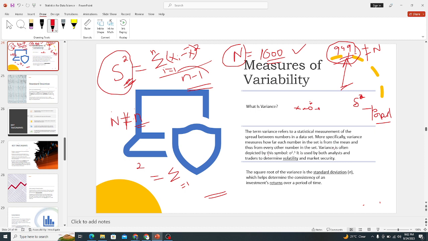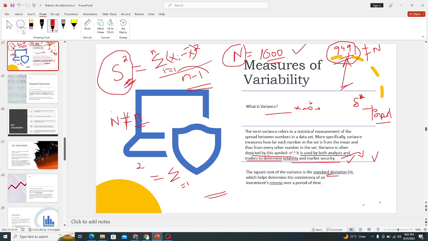So variance is often depicted by this symbol. It is used by both analysts and traders to determine the volatility of market securities. So when it comes to finance, variance measures the volatility of some shares or of market securities. While the standard deviation we majorly use to determine the consistency of the rate of return or to measure the risk of a certain investment.